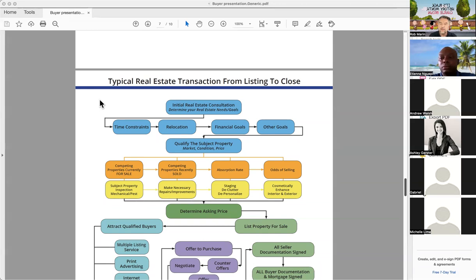When you're talking to them about their needs, remember, this is about them. It's not about you. You're talking about their needs. You want to find out what their motivation is. What are their time constraints? You want to ask them how much they think the home is going to sell for, because everybody has in their mind what their home is worth. And that'll give you an idea where you're going to be at.